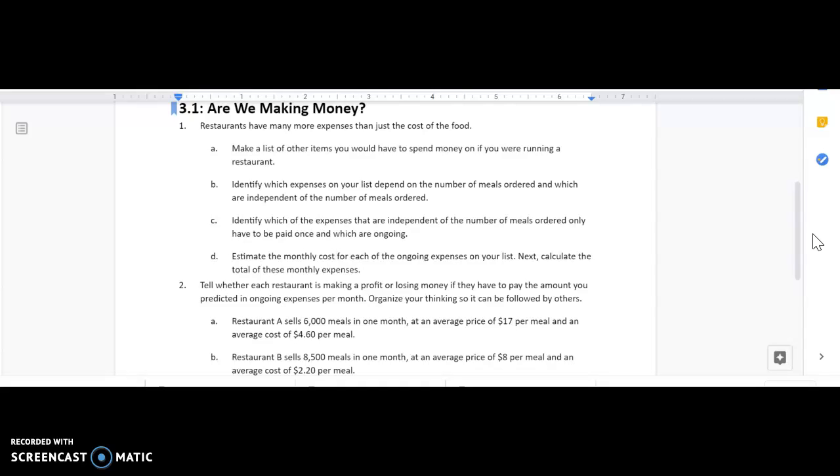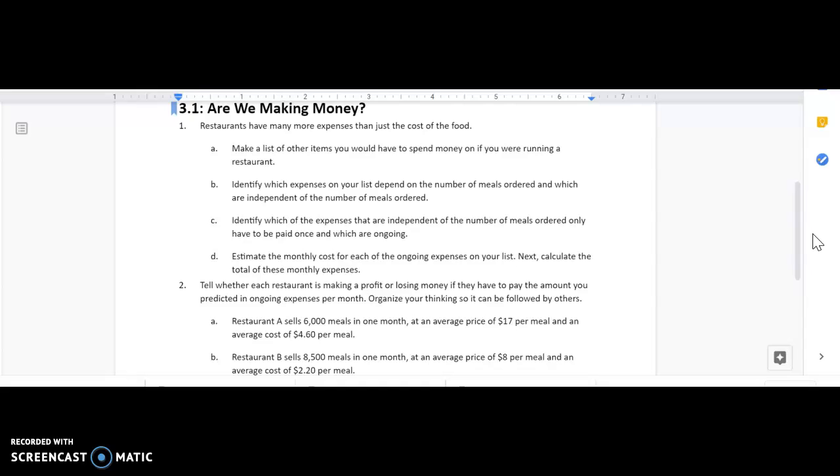C, I want you to identify which of these expenses that are independent of the number of meals ordered only have to be paid once and which are ongoing. So things that only get paid once, a pan, right? I don't need to buy a pan every time I cook a meal. I cook many meals in that pan.